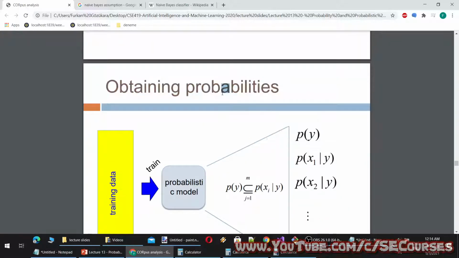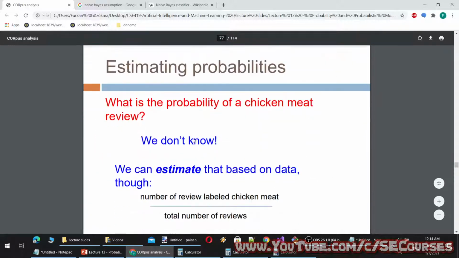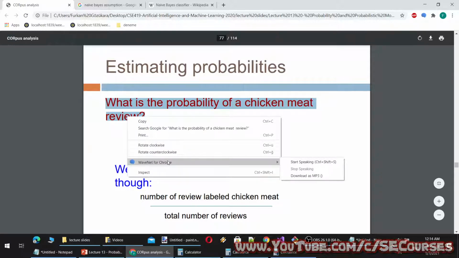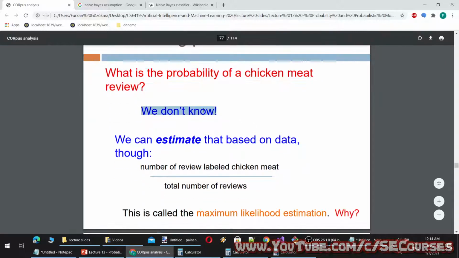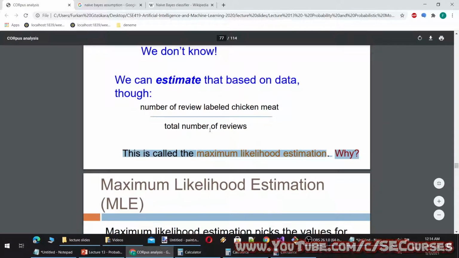So we use math in estimating probabilities. What is the probability of a chicken meat review? We don't know. We can estimate that based on data, though: the number of reviews labeled chicken meat, divided by the number of total reviews. So this is called the maximum likelihood estimation. Why?